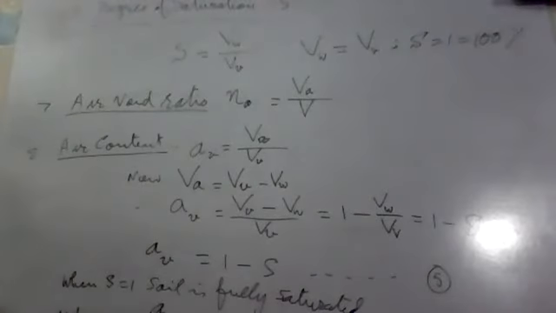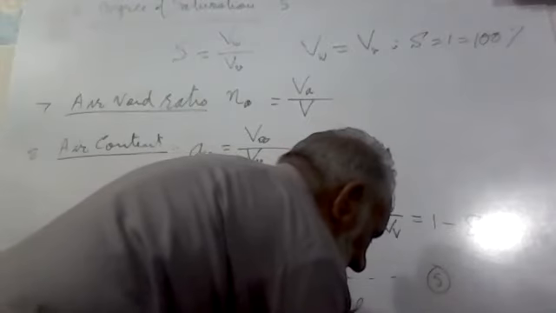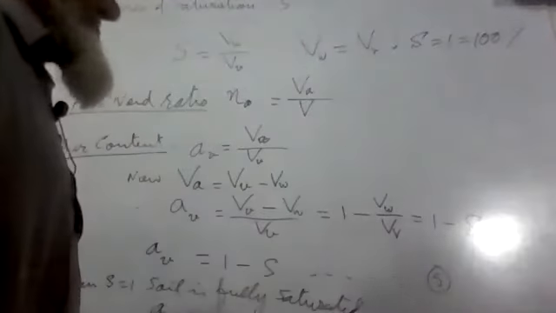When S is equal to 0, it is dry soil, and the soil is in a one phase soil system.